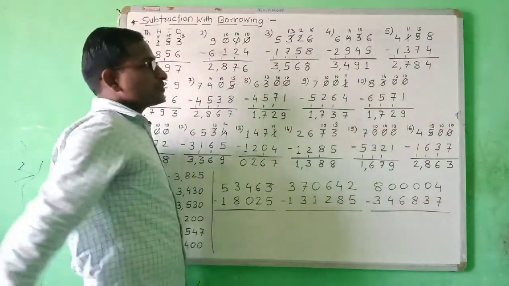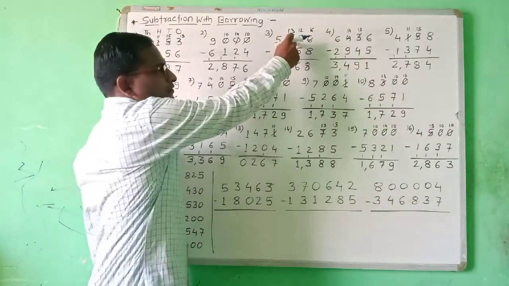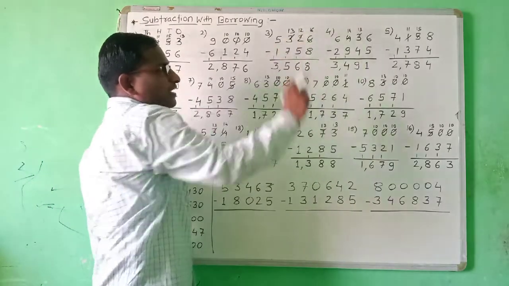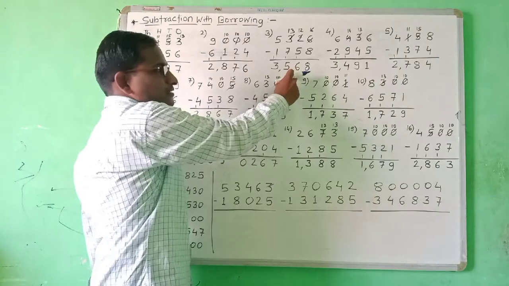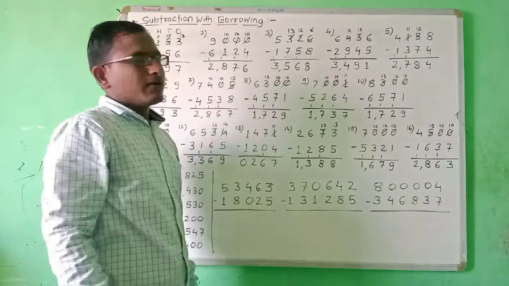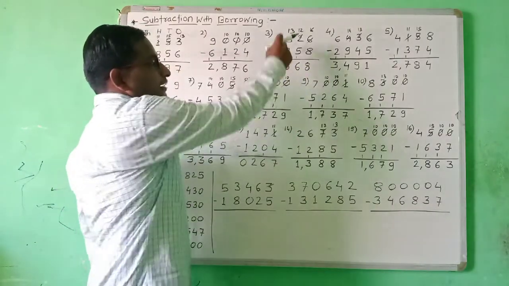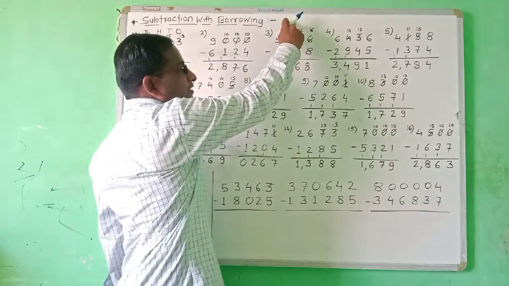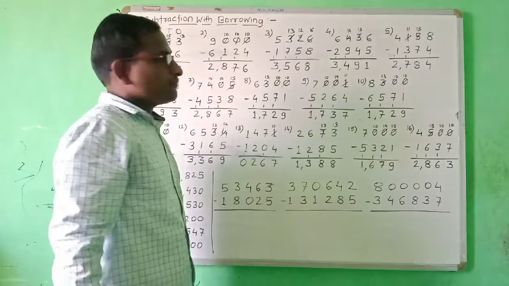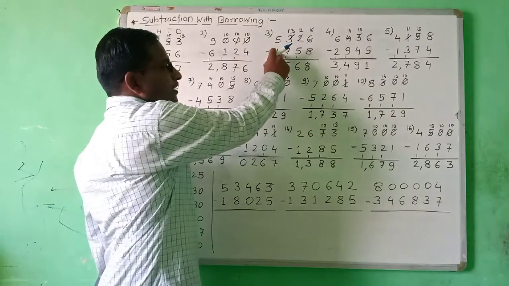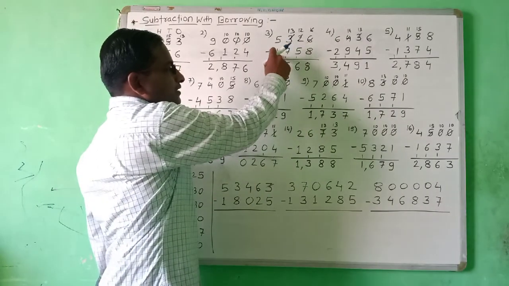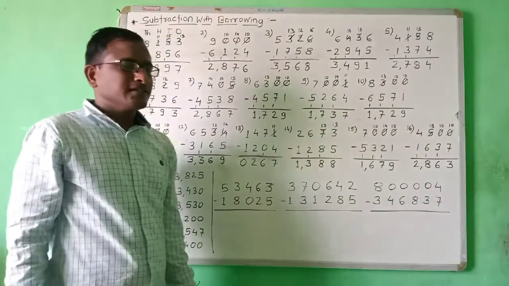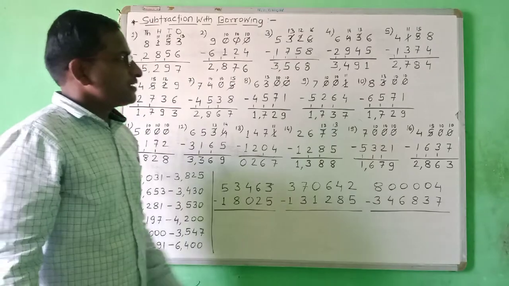1 plus 5, 6. 2 minus 6, again not possible. So again 2 is considered as 12. 12 minus 6, 6, again carry 1. 1 plus 7, 8. Again 3 minus 8, not possible. Again 3 is considered as 13. 13 minus 8, 5. Again carry 1. 1 plus 1, 2. 5 minus 2, 3. So your answer is 3568.